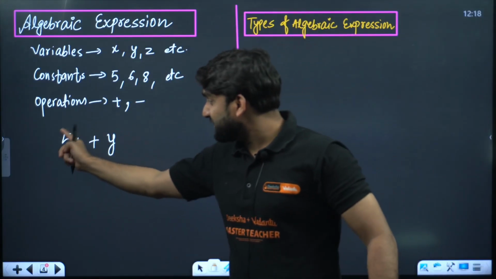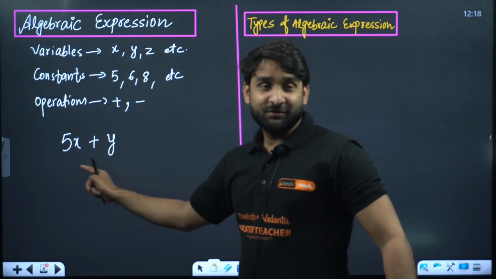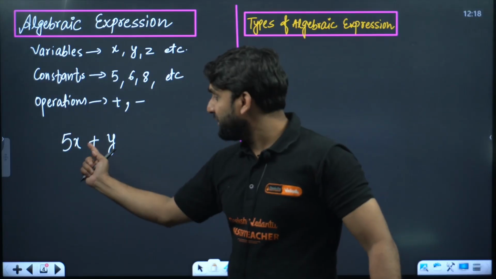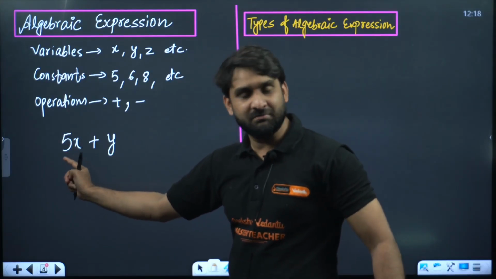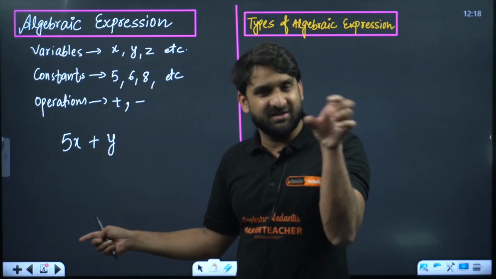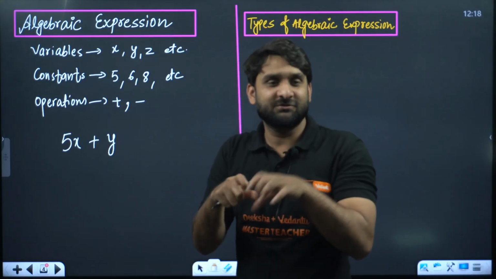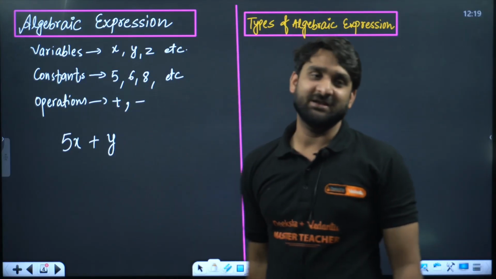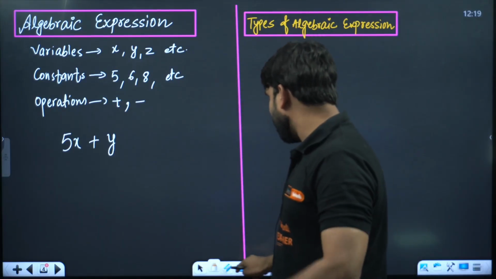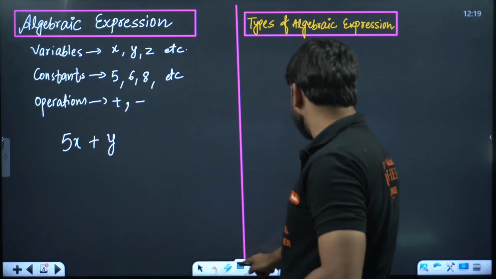So this is a mathematical phrase which is formed by the combination of variables and constants. 5 is a constant, but 5 is called a coefficient because that constant is attached with a variable. But 5 is a constant also, and this operation plus sign is there. Now let me show you everything here. Let's name everything here.